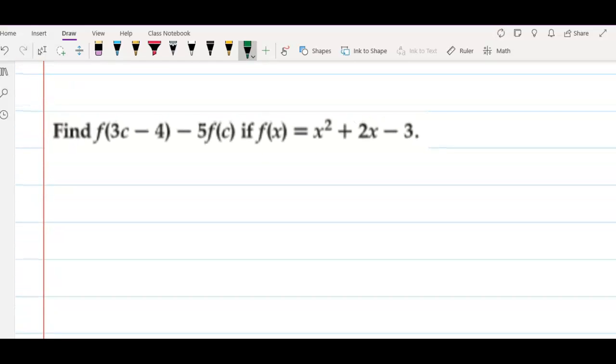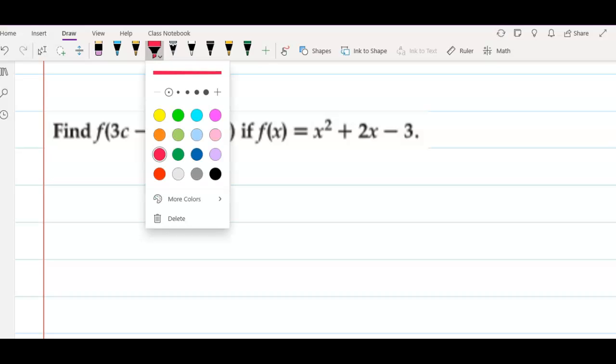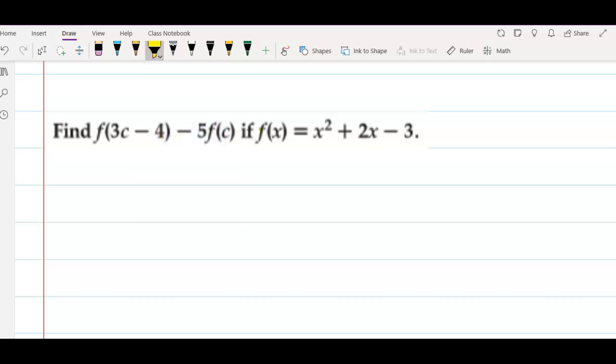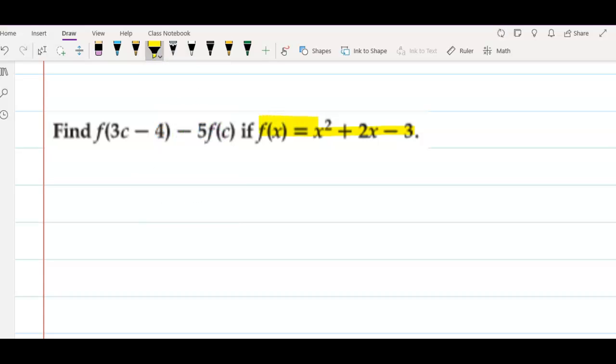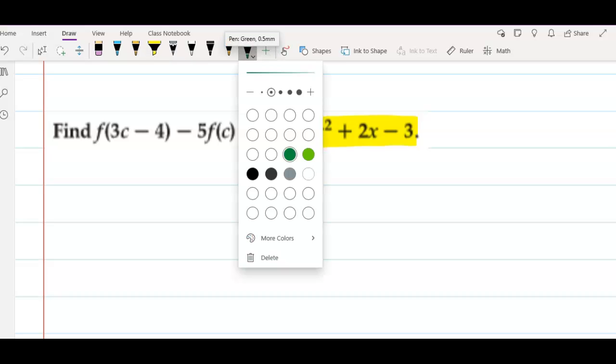Here we want to take this function, I'm going to highlight it, this function f of x, and we want to substitute several things. We want to figure out what f of c would equal. We want to figure out what f of 3c minus 4 would equal. And then finally, we're going to take those answers, multiply the first answer by 5, and subtract it from the second answer. So let's start little by little.